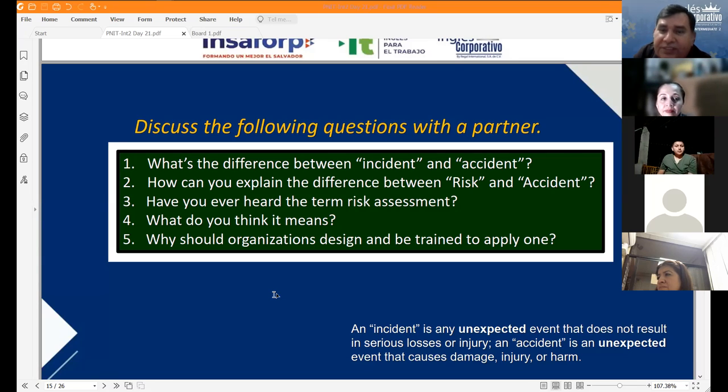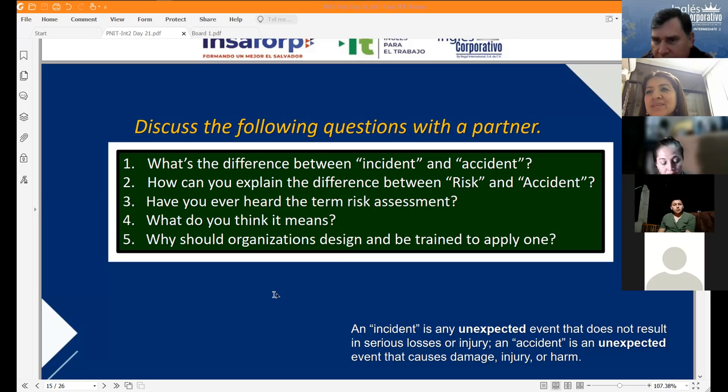What's the difference between risk and accident? One volunteer? Señorita Carlita, what's your opinion? What do you think is the difference between risk and accident? For me, accident is involuntary action. Incident is a situation.